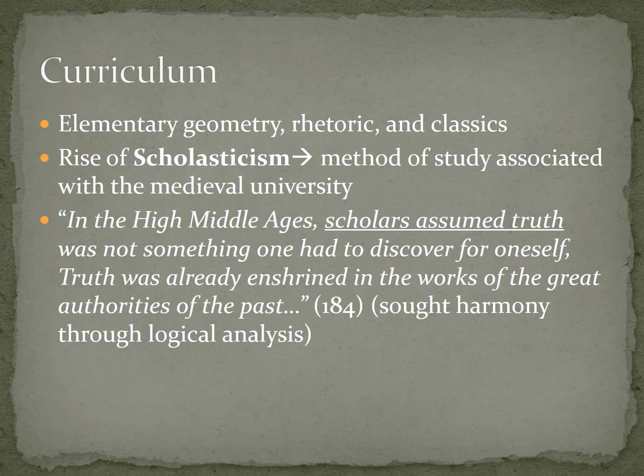And this is really important as we're trying to understand how people thought, what their worldview was. Your textbook, Kagan, says that in the High Middle Ages, scholars assumed truth was not something one had to discover for oneself. Truth was already enshrined in the works of the great authorities of the past. So in other words, they didn't have to come up with new truth and new ideas. They assumed that there was actual absolute truth. They assumed that people in the past had already discovered and understood those truths. So all we had to do was read the classics, read the works of the past, and try to harmonize them and fit them together. But again, understanding that there was absolute truth, in contrast to the present day.